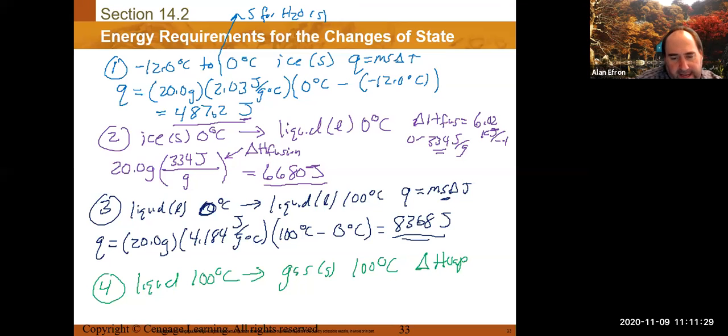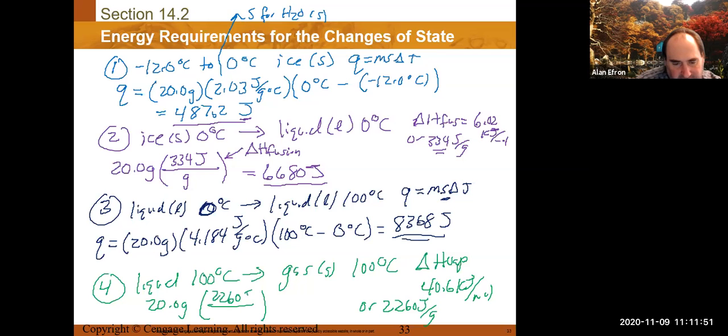And for water, that is our 40.6 kilojoules per mole, or our 2260 joules per gram. So again, I'm going to use the joules because all my other numbers are in joules, so everything's going to be okay. So again, we would simply just take our 20 grams, multiply it by our 2260 joules per gram, going to get us 20 times 2260, 45,200 joules.